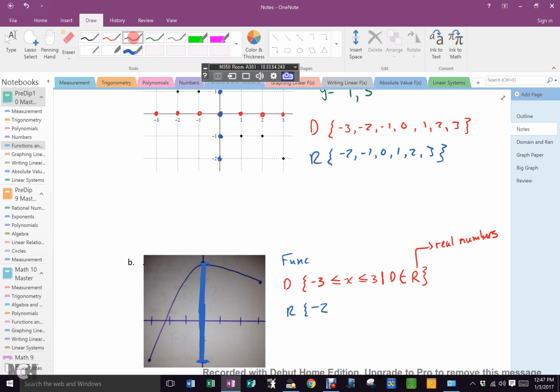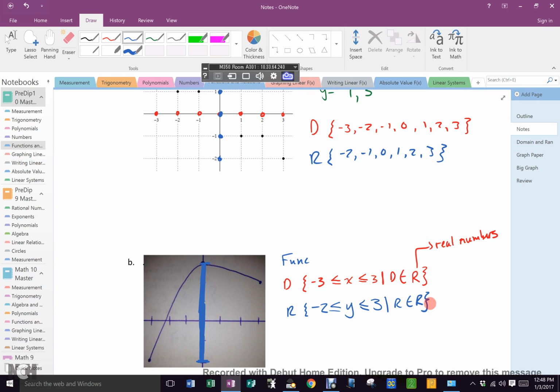Okay. So what then is my range? Negative 2 is less than or equal to y, which is less than or equal to 3. And do I hit every number, including decimals? Yep. So the range is a set of real numbers. Can everybody understand that?